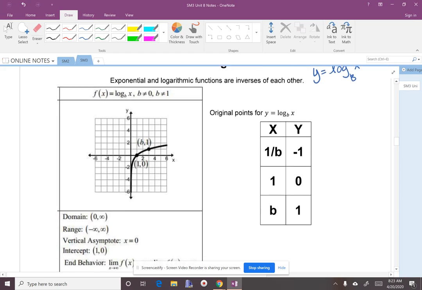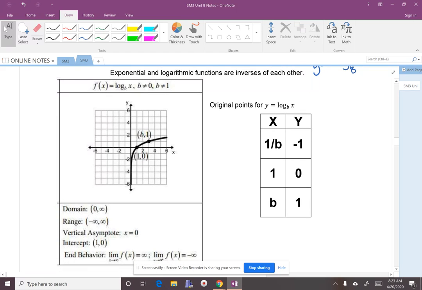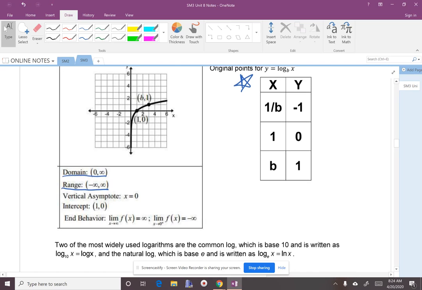First thing that you need to look at: if we remember from last time, the domain for an exponential function was negative infinity to infinity, and the range was 0 to infinity. So those have flip-flopped. If you look at this graph, it's the exact opposite of the graph from 8.2, and these points are the exact opposite of the ones from 8.2. So when we plug in 1 over b, we get -1. When we plug 1 in, we get 0. And when we plug in b, we get 1. Nothing really crazy new there.